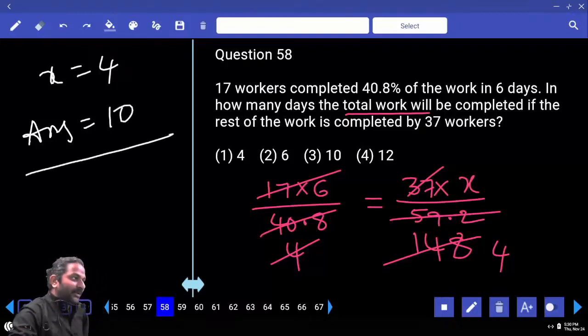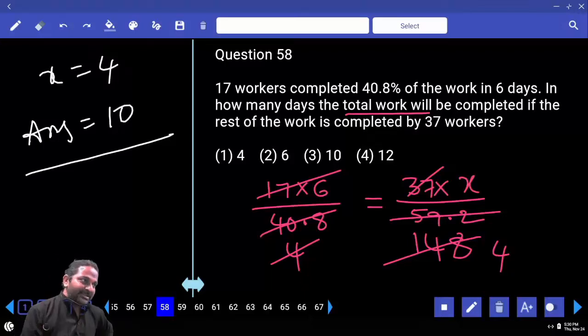In general, in this particular question, usually the examiner will definitely try to trap students, right?